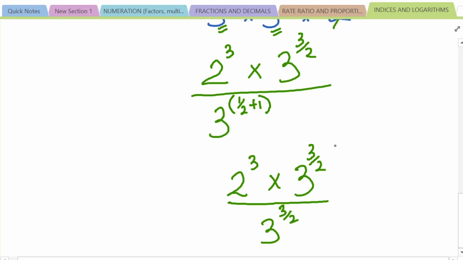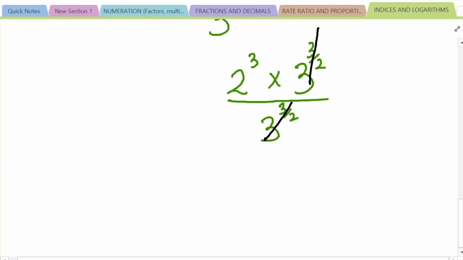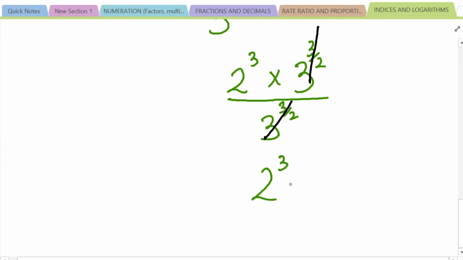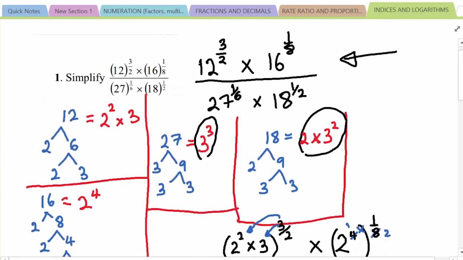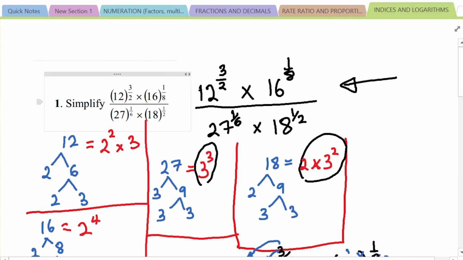You realize that from there, this will cancel with that, and then we shall end up with 2 to the power 3. And 2 to the power 3 is the answer. So after simplifying that, our answer is 2 to the power 3.